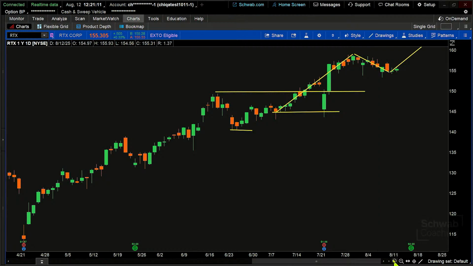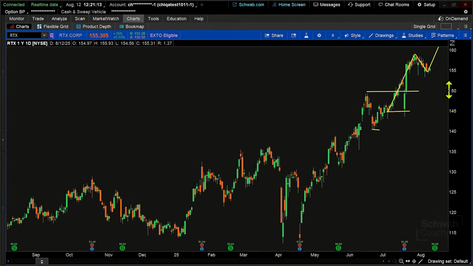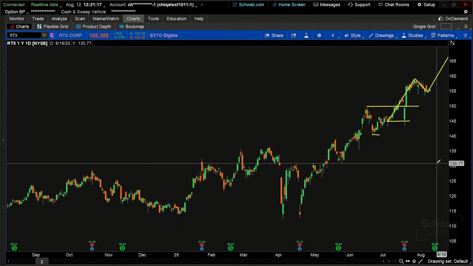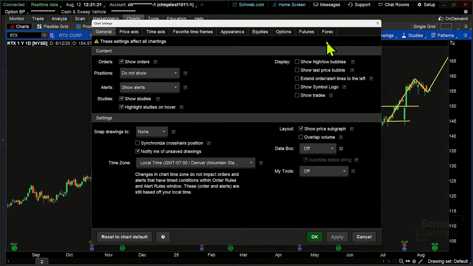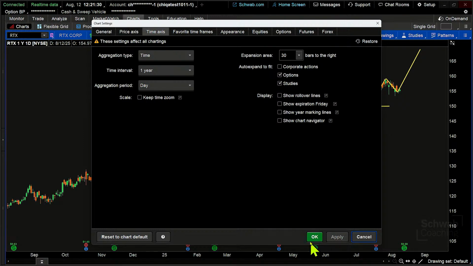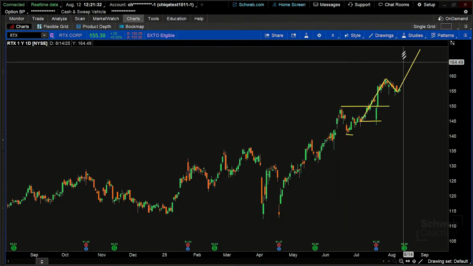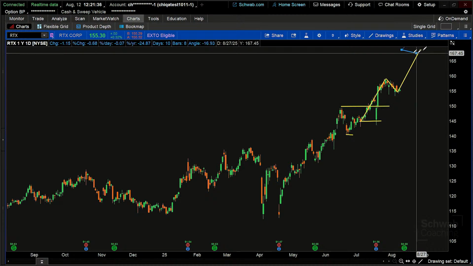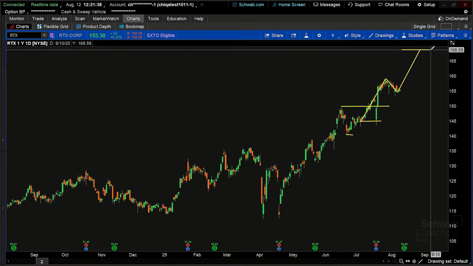Now, if I zoom back out on this chart and squish my right-hand side down a little bit, I'm actually going to add a little bit of time to the right-hand side of the chart by going to the gear icon and adding 30 days to go into the future. That puts my price target for this pattern right up here around 168 or so.